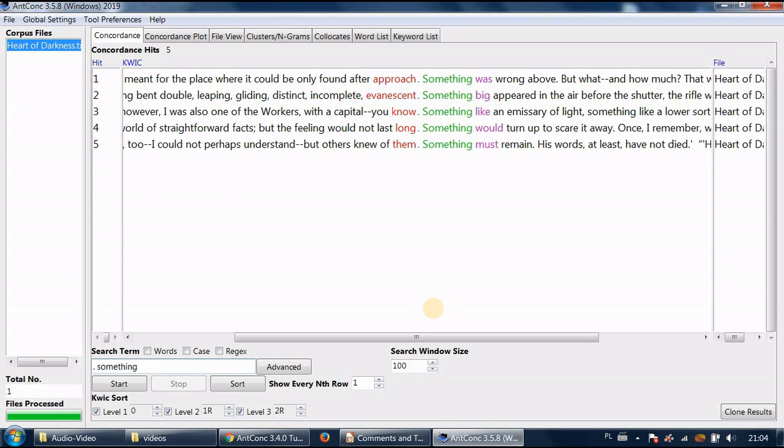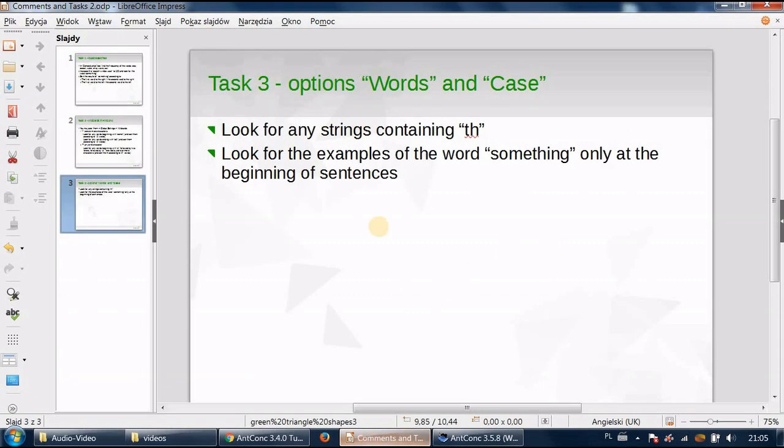So in many cases, AntConc allows you to do one thing in various ways. So the program is very flexible. That's it for today. The next recording is going to be comments and tasks connected with the third part of Laurence Anthony's tutorial.